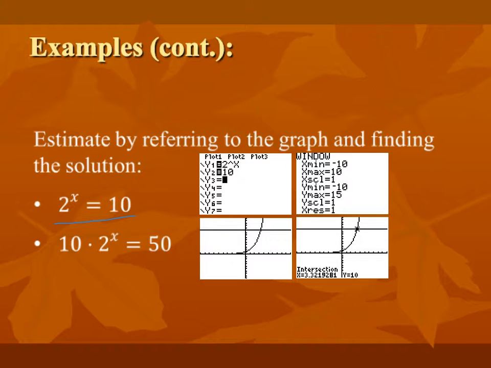Now a standard viewing window would possibly work here, except that what I'll find is that the line y equals 10 will be at the very top of the screen and therefore a bit difficult to see. So what I did then was I went to Window and I changed my y max to 15, just so I could go a little bit higher than 10 so that I could more clearly see this line at y equals 10. So I hit Graph.